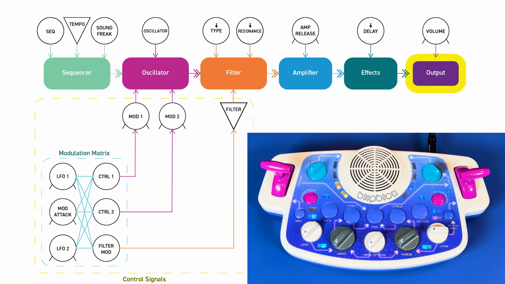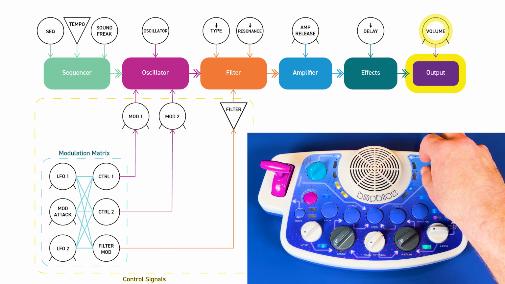And then finally is the output stage, which is really just the volume on the Blipblox. So this just controls how loud the Blipblox is.